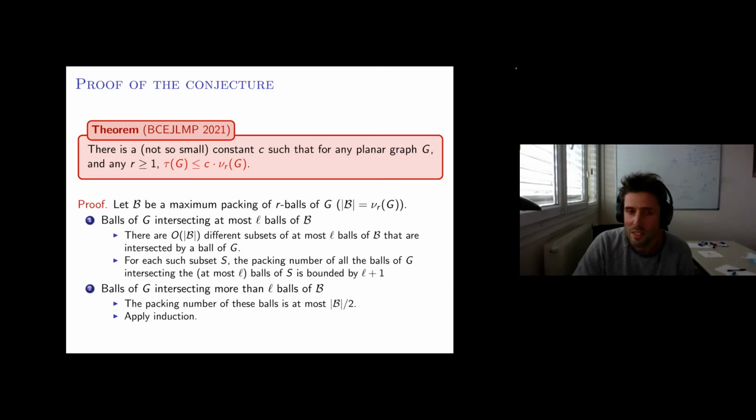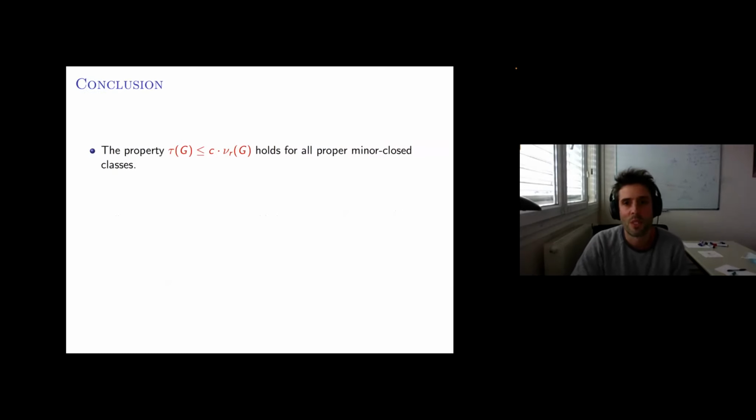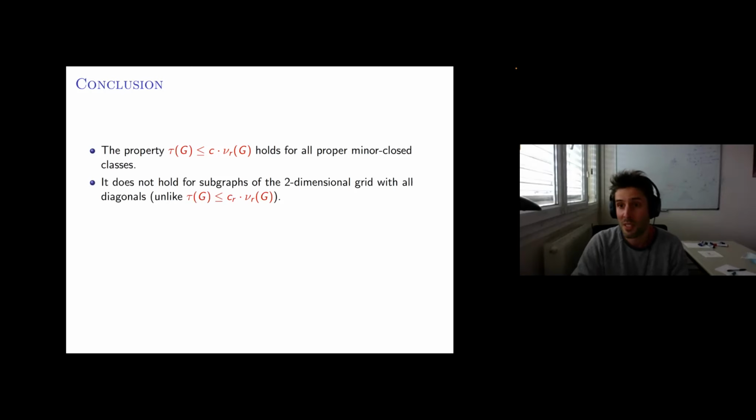All right, but still there are many interesting questions remaining. So let me talk about that. We actually proved that tau is at most a constant times nu for all proper minor closed classes. And the natural question is, can you go beyond minor closed classes? And actually, it turns out that you can't go much more beyond that.